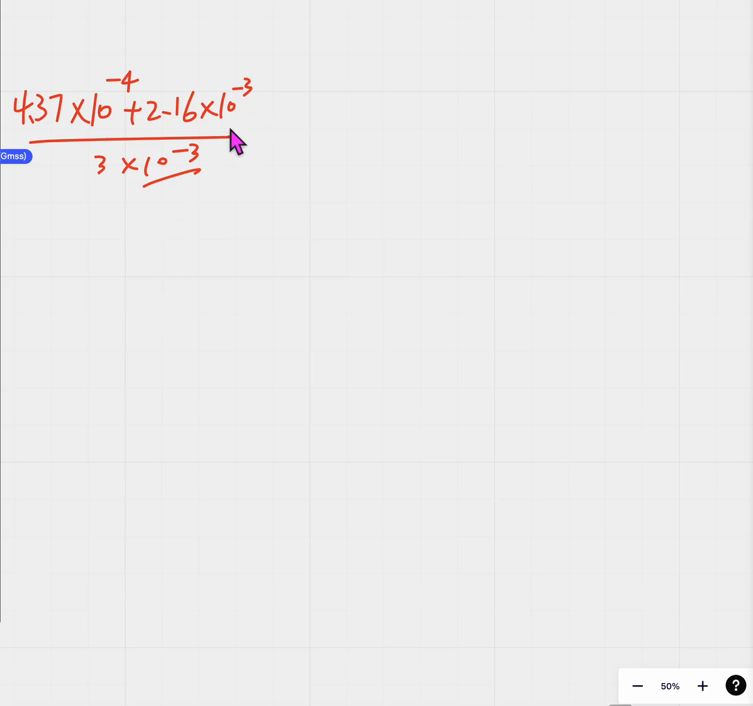10 to the negative 3. This is also in 10 to the power negative 3. So does it make sense for you to get this into 10 to the power of negative 3 as well? Understand? So you need to get it into 10. So this is 10 to the power negative 3.